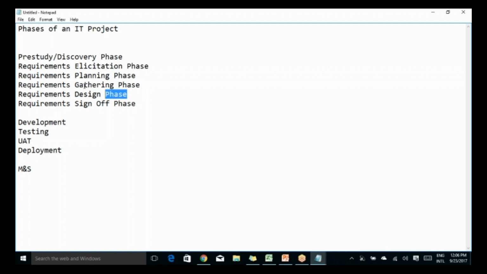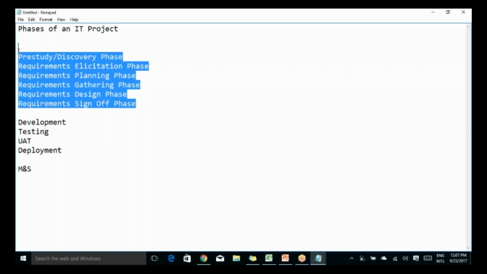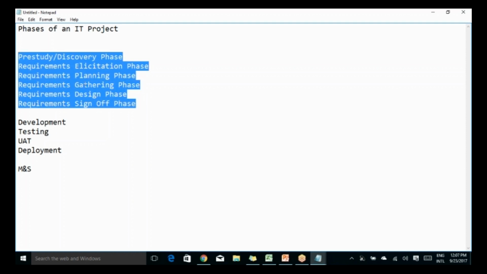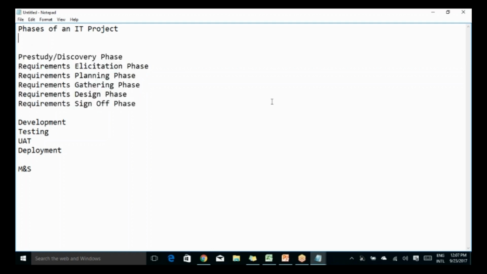And once these two are done, you would be entering the requirement sign off phase, wherein you would be taking official approval from the business stakeholder. This is our requirement, and this is what we would be developing and giving to you. So once this is done, 60% of the business analysis work is done in a particular project.